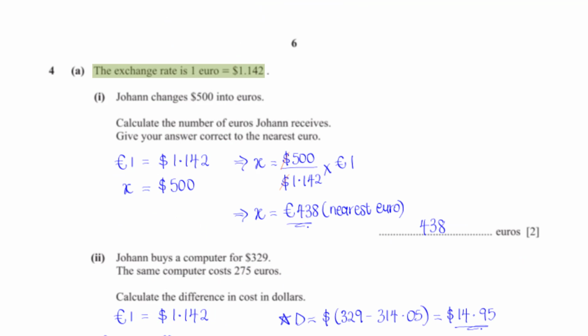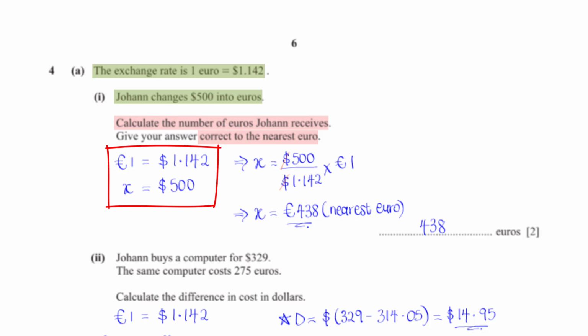The exchange rate is €1 equals $1.142. Johan changes $500 into euros. Calculate the number of euros Johan receives. Give your answer correct to the nearest euro. And so after setting up our ratio, the number of euros Johan receives will be equal to $500 divided by $1.142 times €1.